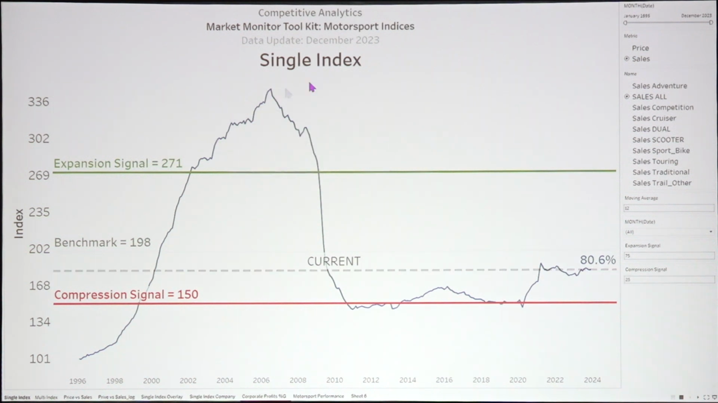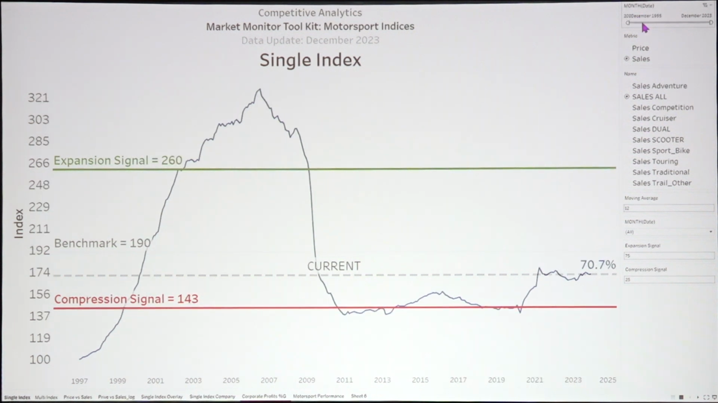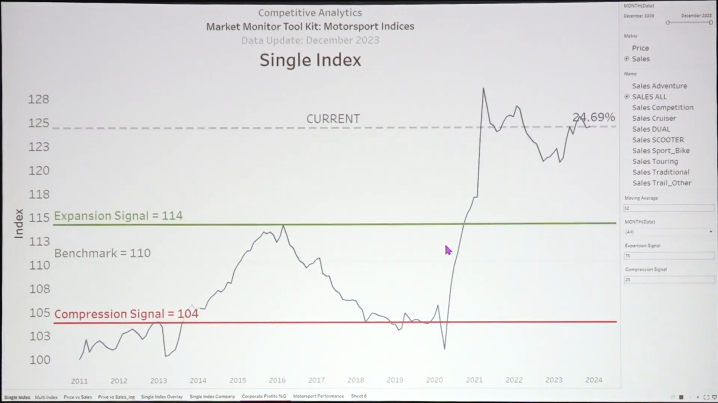So let's actually get rid of this anomaly here, this big spike in the early 2000s. So we're going to change this date here. And we'll just get this recent trend. So from January 2011, overall motorcycle sales have grown 24.69%, which is healthy. You see this COVID effect right here, and then now kind of the deceleration, but actually a recent bump too, which is positive.